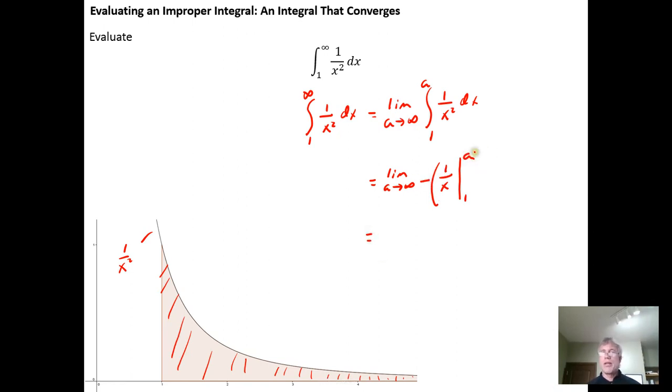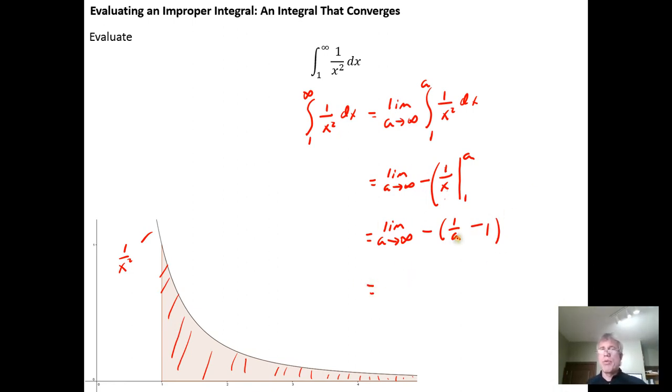And now we'll go ahead and replace our limits of integration in. So I'll rewrite my limit notation. We're going to find the limit as a approaches infinity of the opposite of 1 over a, putting the upper bound of integration in, minus, put the lower bound of integration in, 1 over 1 is just 1. And now we try to take the limit.